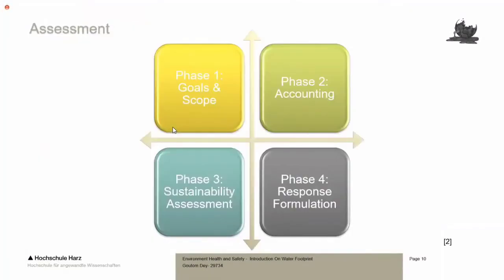Right now, I will discuss water footprint assessment, which is a four-phase process that quantifies and maps green, blue, and gray water footprints, assesses the sustainability, efficiency, and equability of water use, and identifies which strategic actions should be prioritized in order to make a footprint sustainable. So starting with the first one, goals and scope.